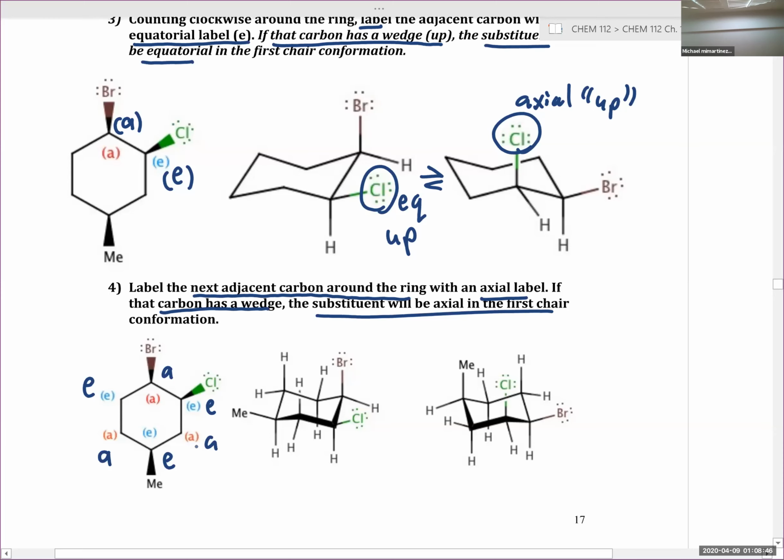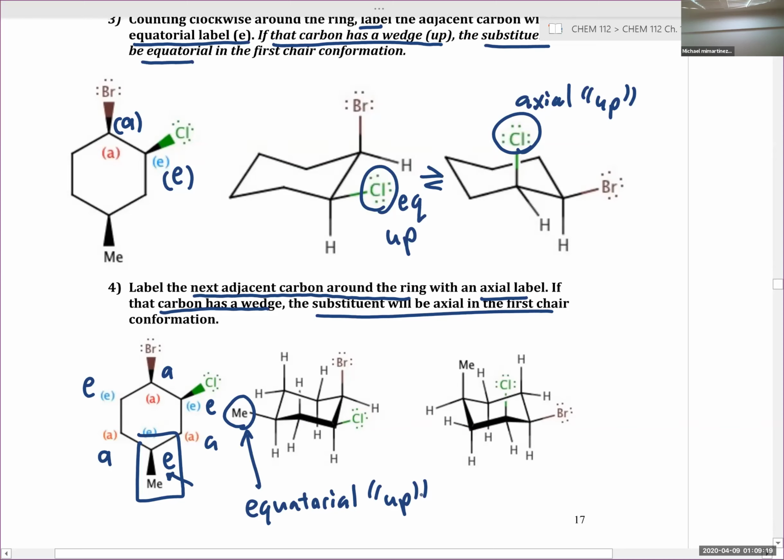So counting around the ring, if we look at the methyl group, where would we expect our methyl group to be? Would we expect our methyl to be axial or equatorial? Yep, I see equatorial, right? We see the E next to it, so it's equatorial. So everyone notice here that in our right-hand chair conformation, our methyl group is equatorial, and it's pointing up.